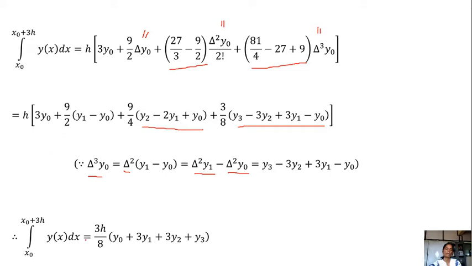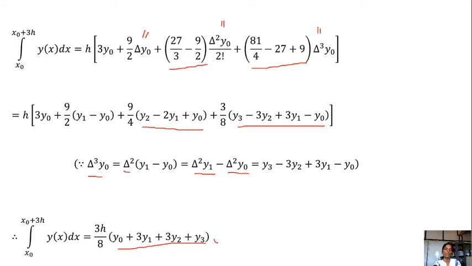So you will get 3 by 8 common from all these terms. So 3 and h is already there. So 3h by 8, and in the bracket you will get y0 plus 3y1 plus 3y2 plus y3. So remember this formula and relate it. How many functional values? y0, y1, y2, y3 between x0 to x0 plus 3h. So at the first and last, write the initial and final values, and in between you have to multiply by 3. So 3h by 8, y0 plus 3y1 plus 3y2 plus y3.